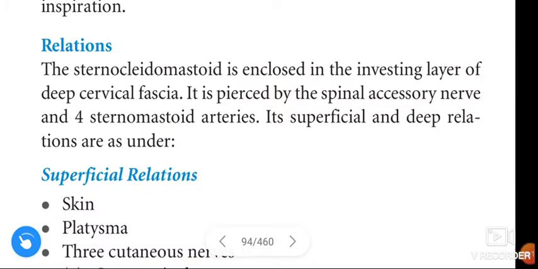relations of the sternocleidomastoid muscle. Relations. The sternocleidomastoid is enclosed in the investing layer of the deep cervical fascia. It is pierced by the spinal accessory nerve and four sternomastoid arteries. Relations are superficial and deep, as under.